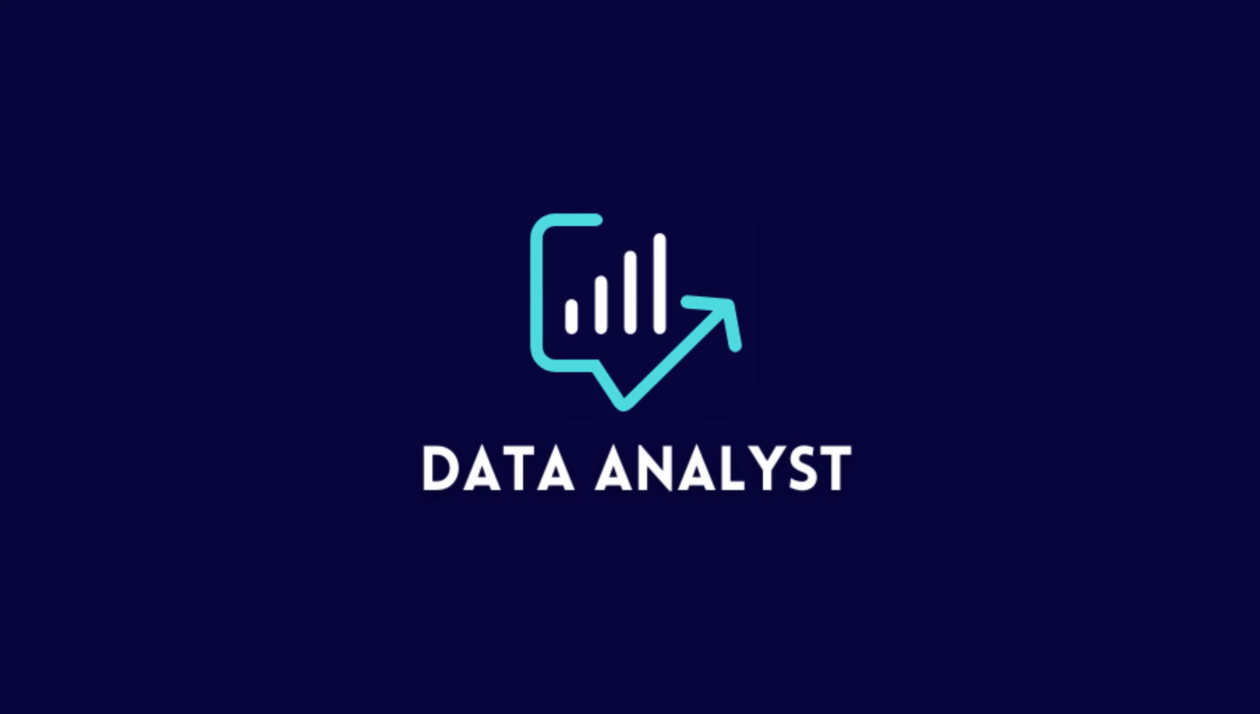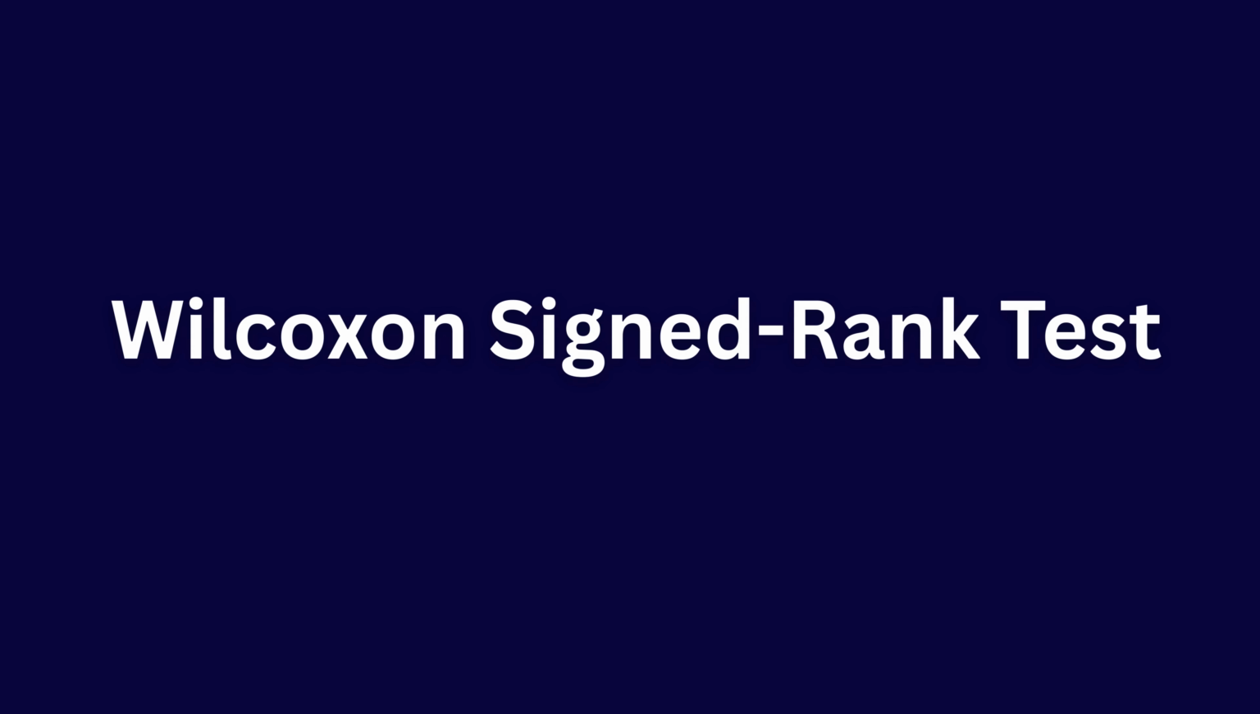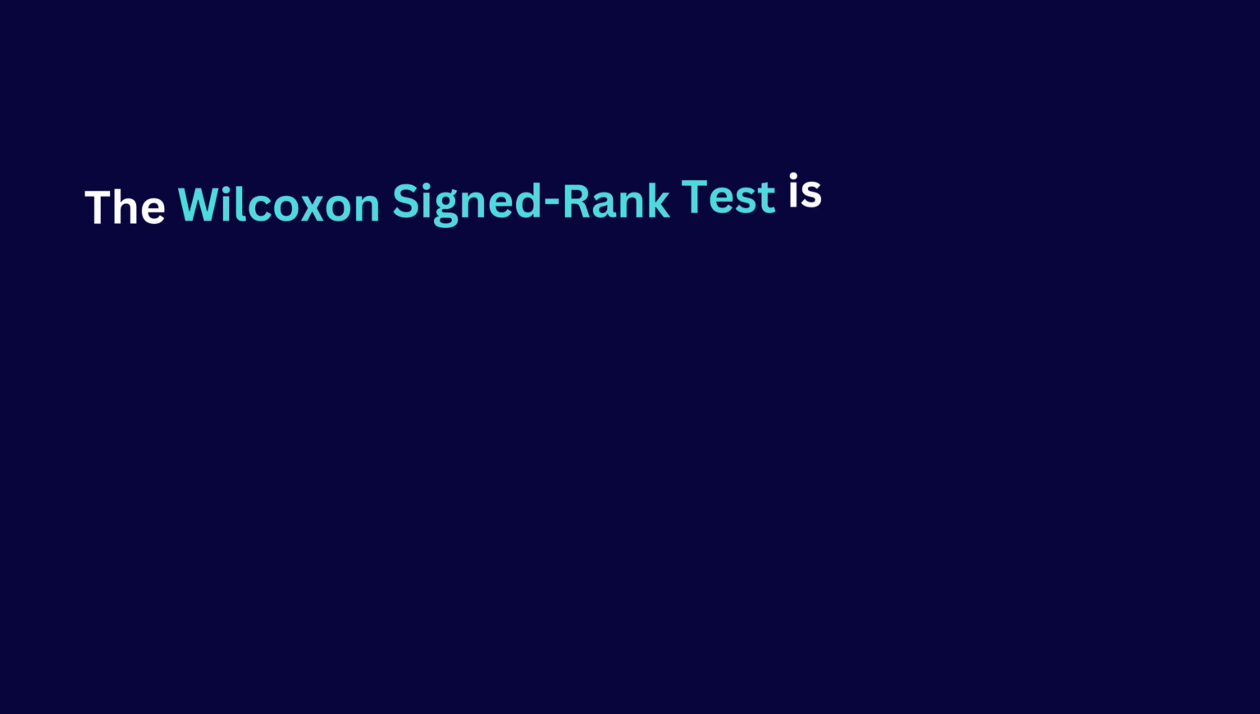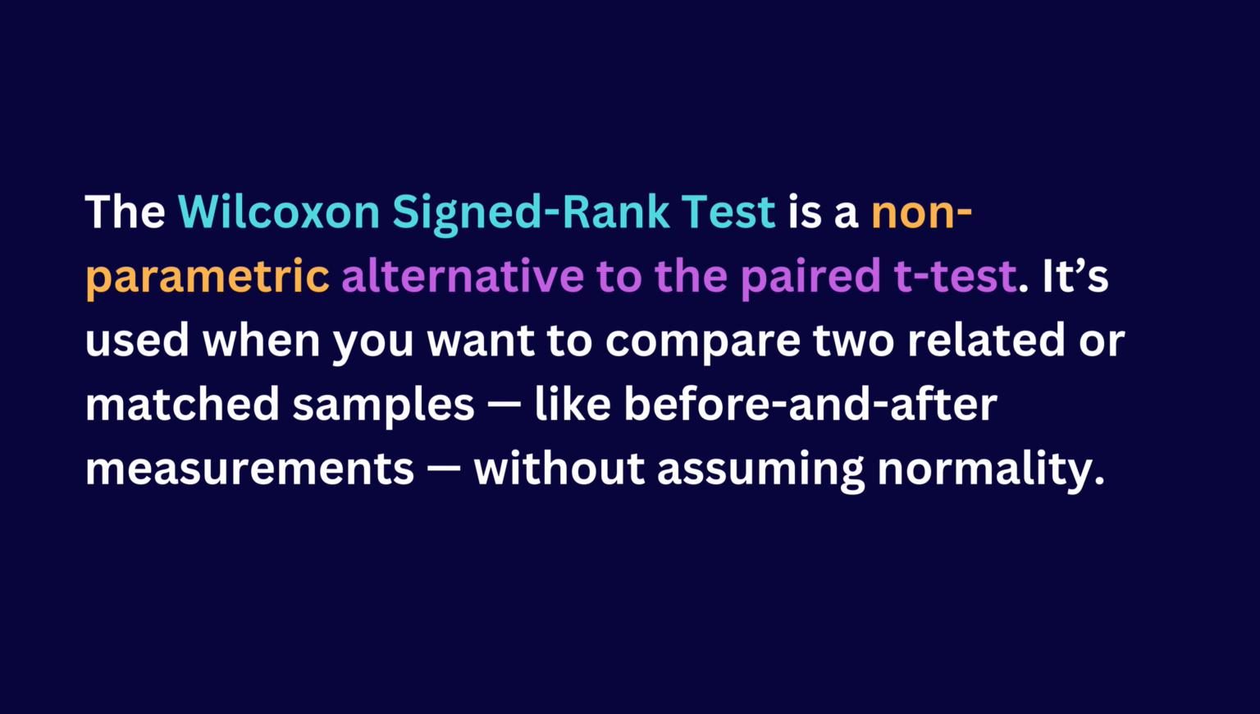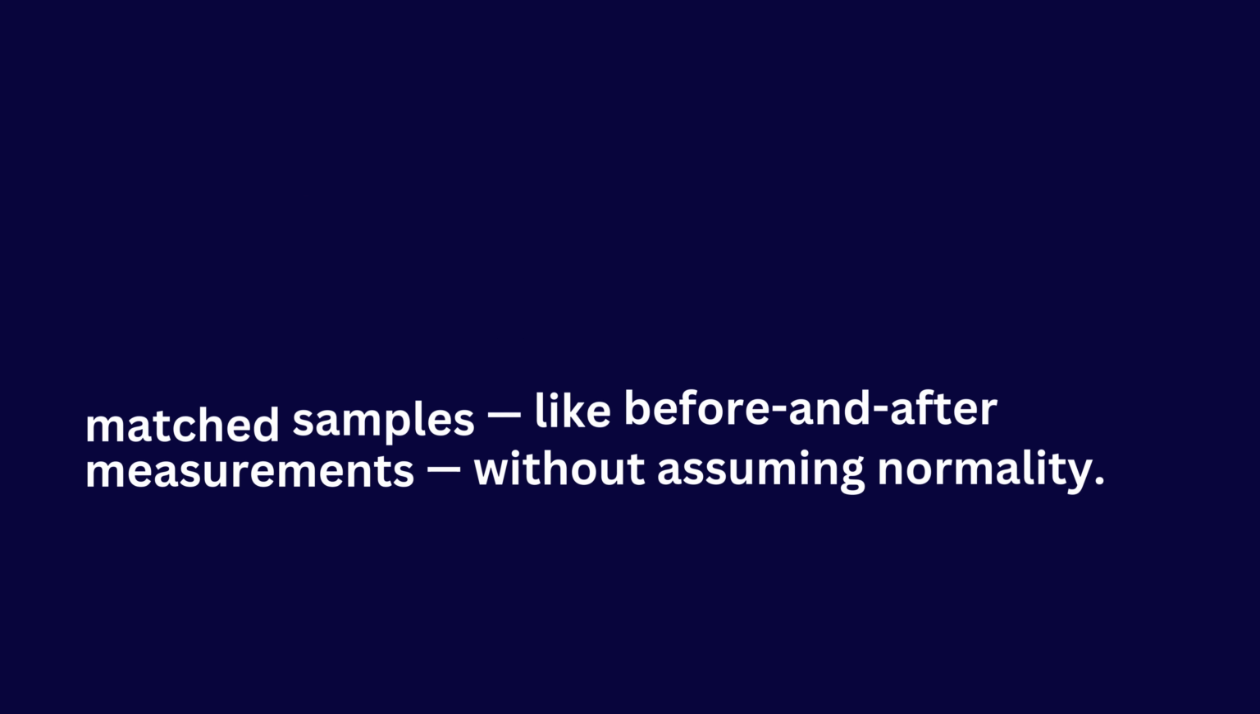Today we are diving into another powerful non-parametric statistical test, the Wilcoxon Signed Rank Test. If you are comparing two related samples or repeated measurements and your data is not normally distributed, this test is for you. The Wilcoxon Signed Rank Test is a non-parametric alternative to the paired t-test. It's used when you want to compare two related or matched samples, like before and after measurements, without assuming normality.